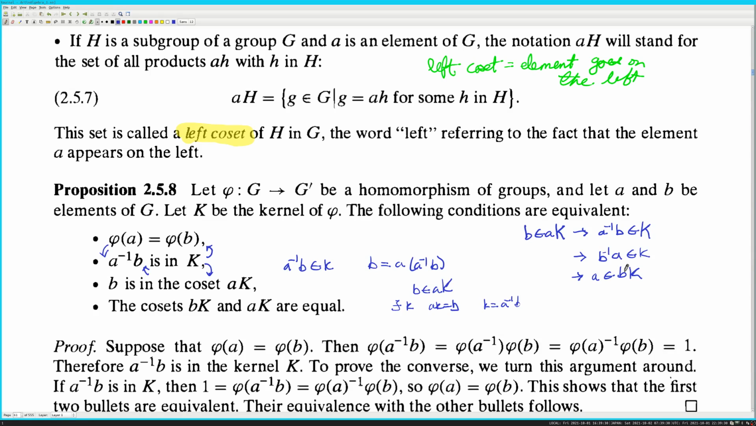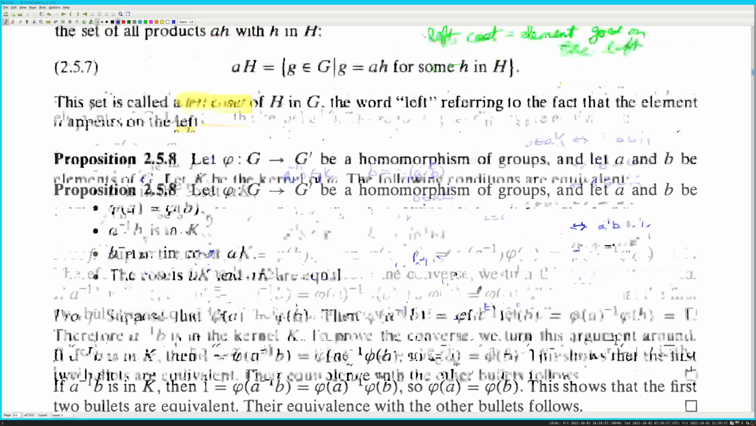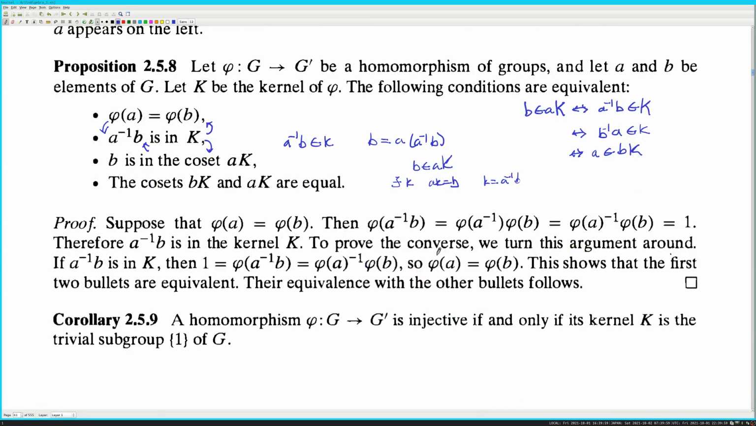And then you can just play this logic in reverse. You get a is in bK if and only if b is in aK. Because a is in bK, that implies b inverse a is in K. Right, you can just play the logic in reverse. I don't need to read the proof, or maybe I read the proof to see. Sometimes it's useful to read the proof to see if I missed any details. But I understand this logic.